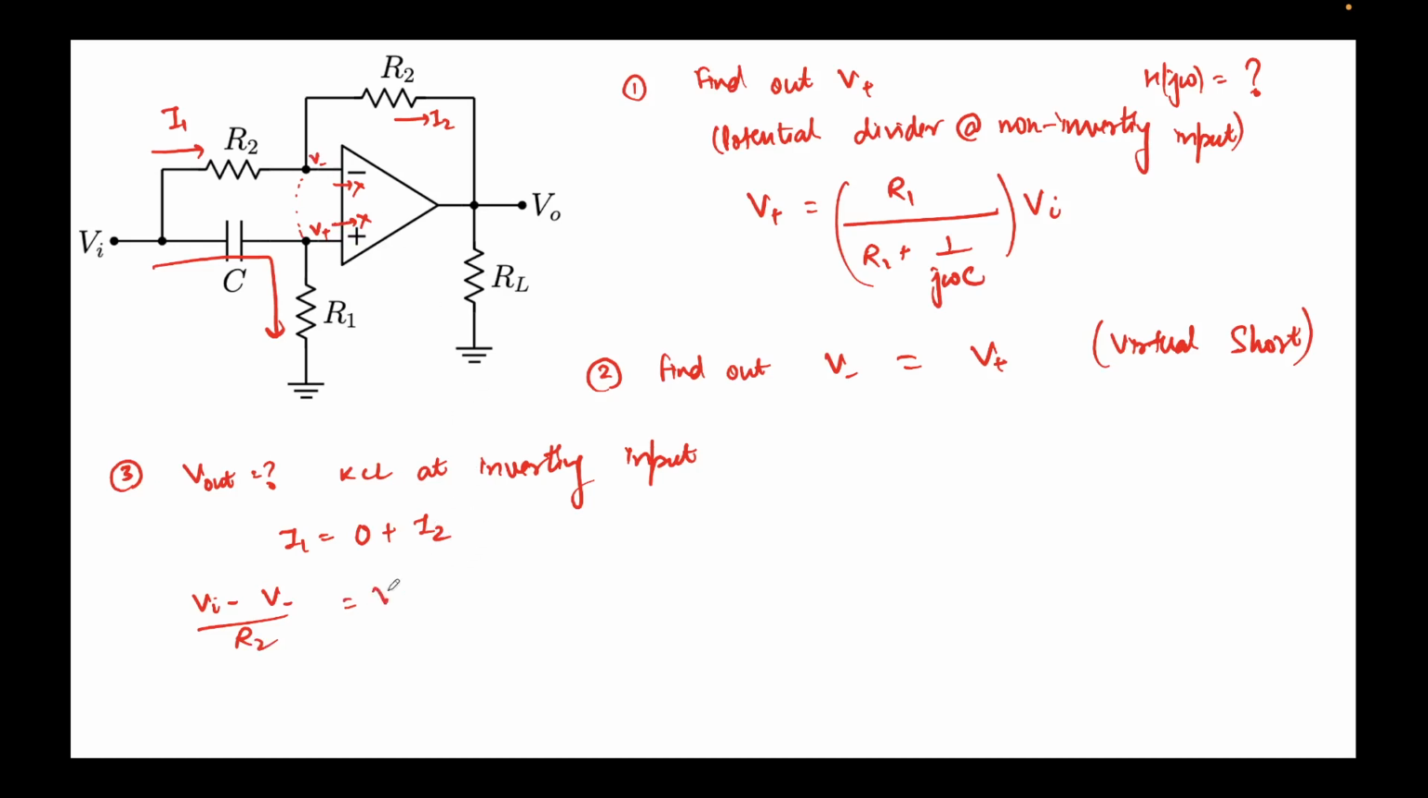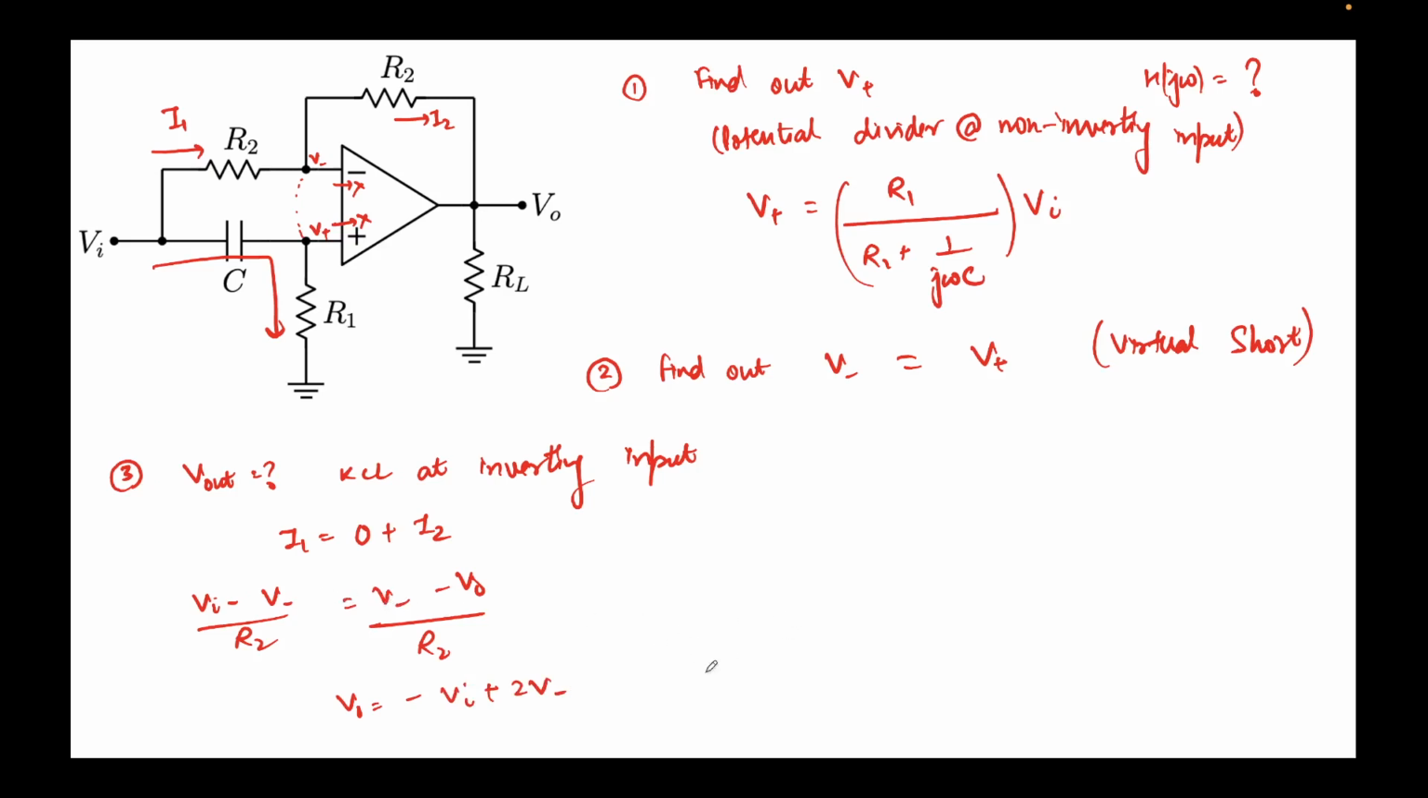I2 is nothing but Vi minus V0. This is the potential drop over R2. So R2 and R2 get cancelled. What I get from this is V0. I take this V0 to the left side. So I'll get V0 equal to minus Vi plus twice of V minus. These two terms will add up.